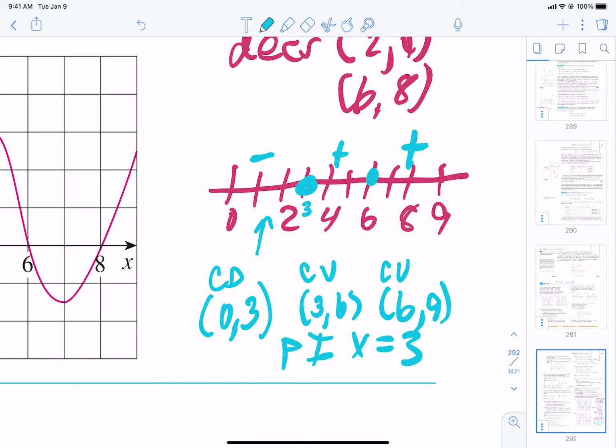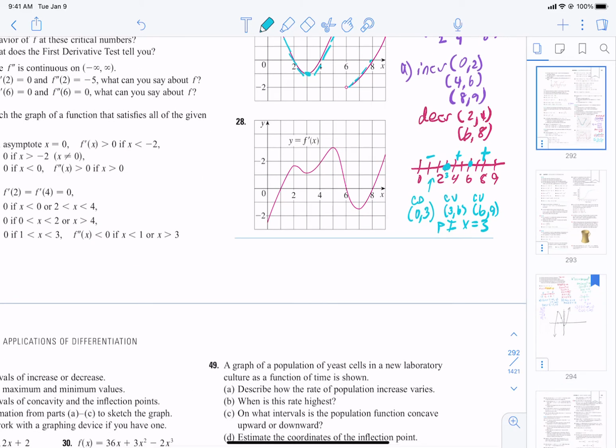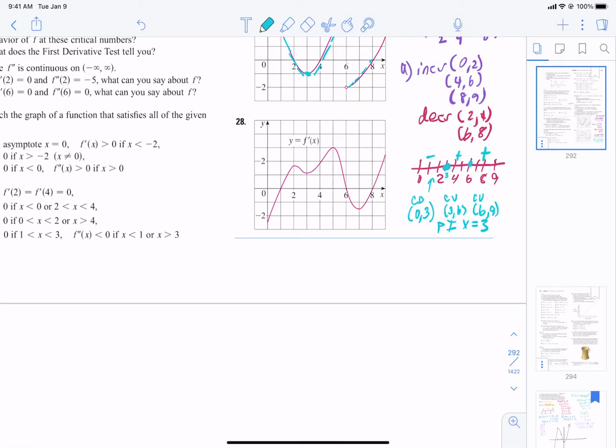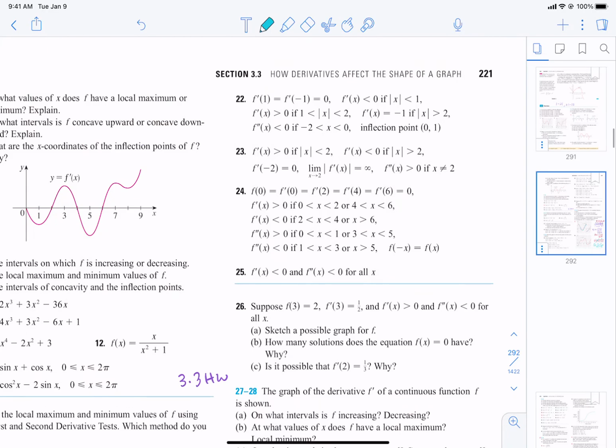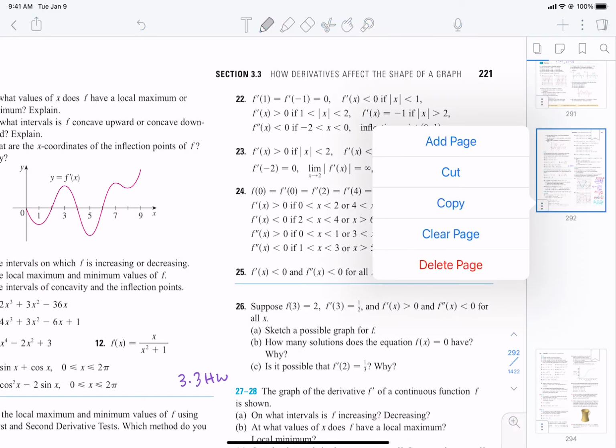Okay? So now think about everything we have. Where's the function increasing and decreasing? It says to assume that f of 0 equals 0. So we're going to start at 0 and draw our graph up. Okay? So let me add a sheet of paper here, if it lets me. Sometimes lately it's been being weird.